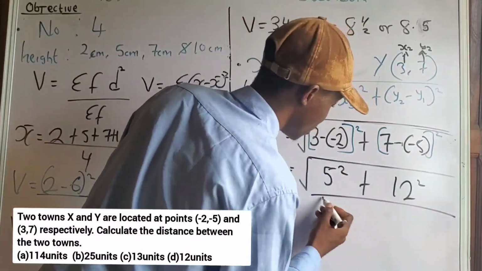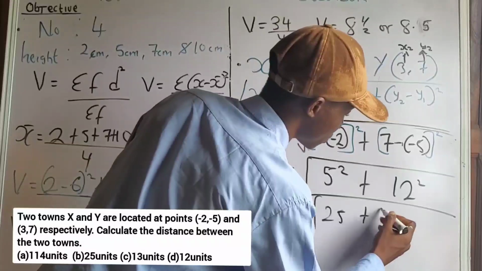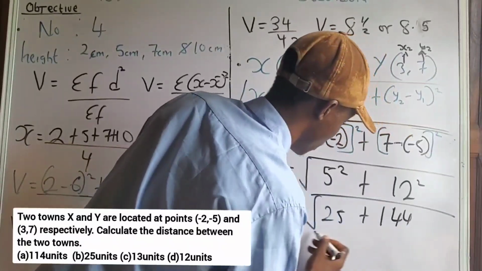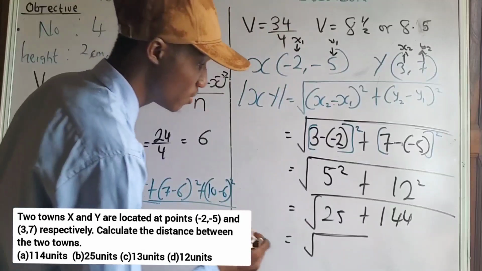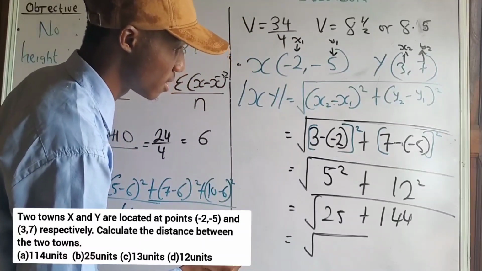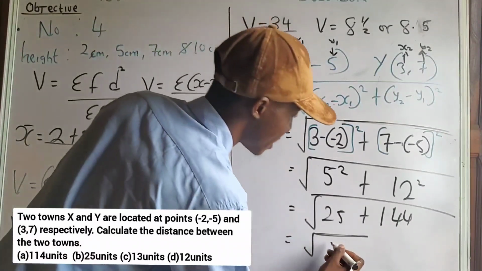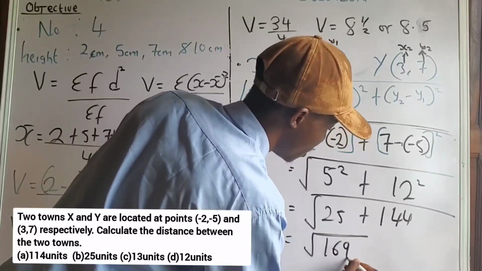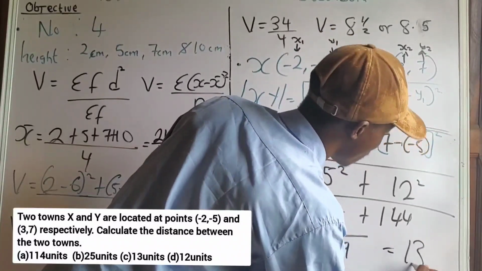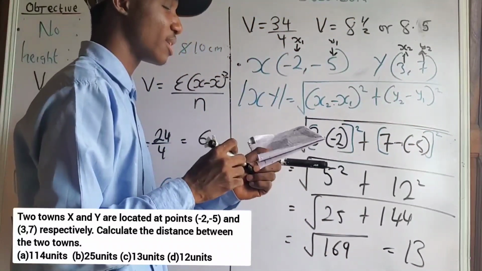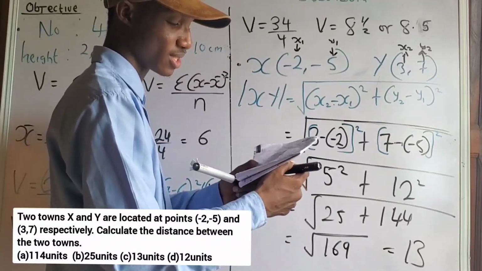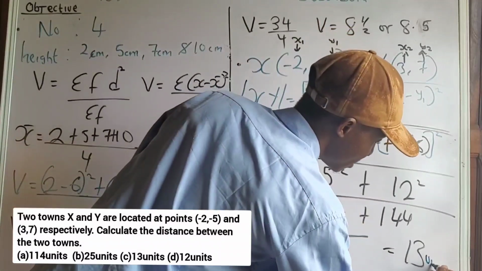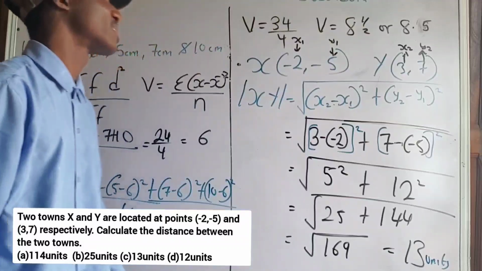So for this, take the square root. 25 plus 144. That is what? The square root of 169. So the square root of 169 is 13. So the distance between the two towns is 13, and the correct option to that question is option C, 13 units. Okay, so you can see that it's simple.